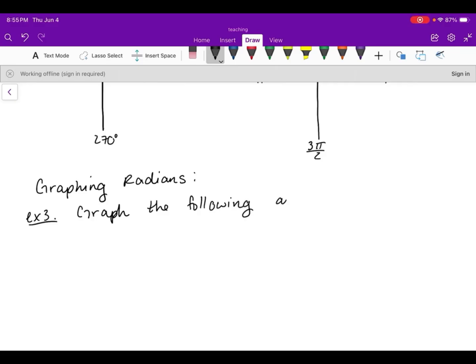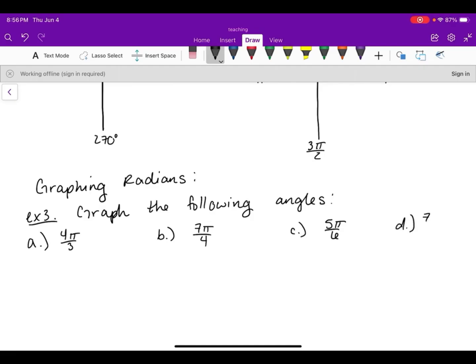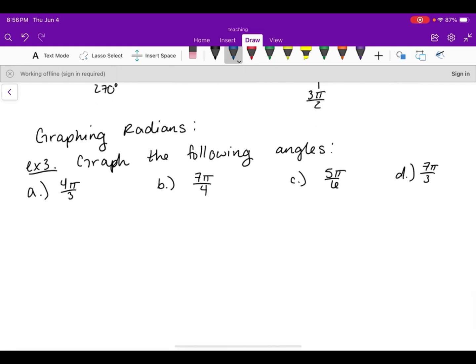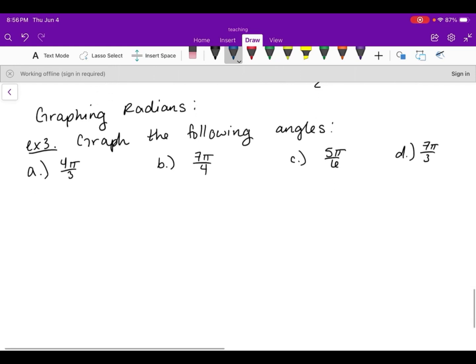Now, if radians are just terrible for you, you can always convert them into degrees. But like I said earlier, it might become a bit time consuming if you always have to do that. So it's good to be able to just work with both. So I'm just making up a few of these for us to go over, and I will graph them. So part A.